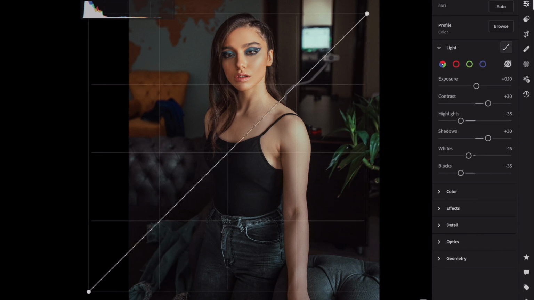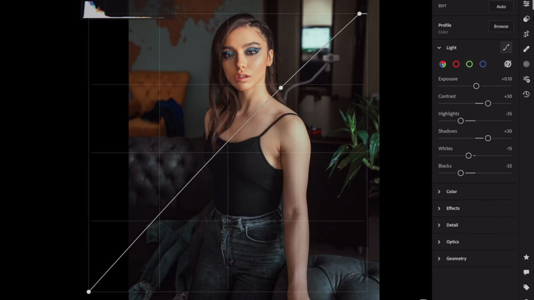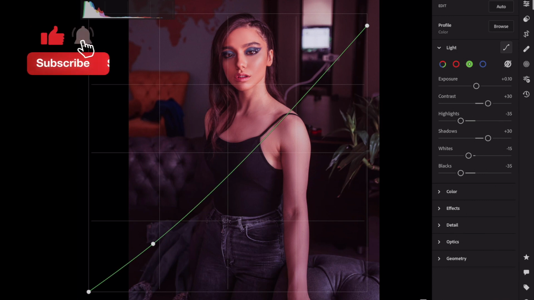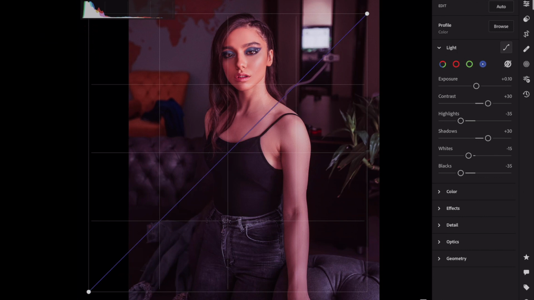Let's go to the tone curve. Edit the main curve this way. Make the following changes to the green curve. Modify the blue curve this way.